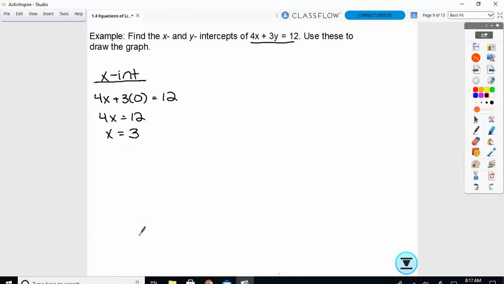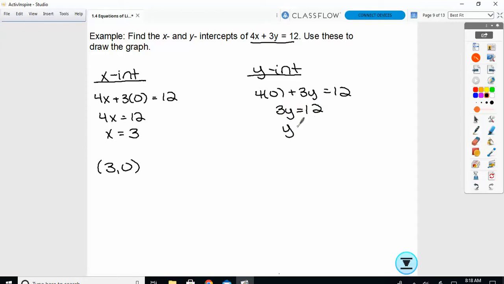A lot of times, how are you going to be asked to write these? As points. So if I get x equals 3, what's my ordered pair? 3, 0. The y-intercept is where we hit the y-axis. So that means cover up the x, or plug in a 0 for your x. So that would be the point 0, 4.